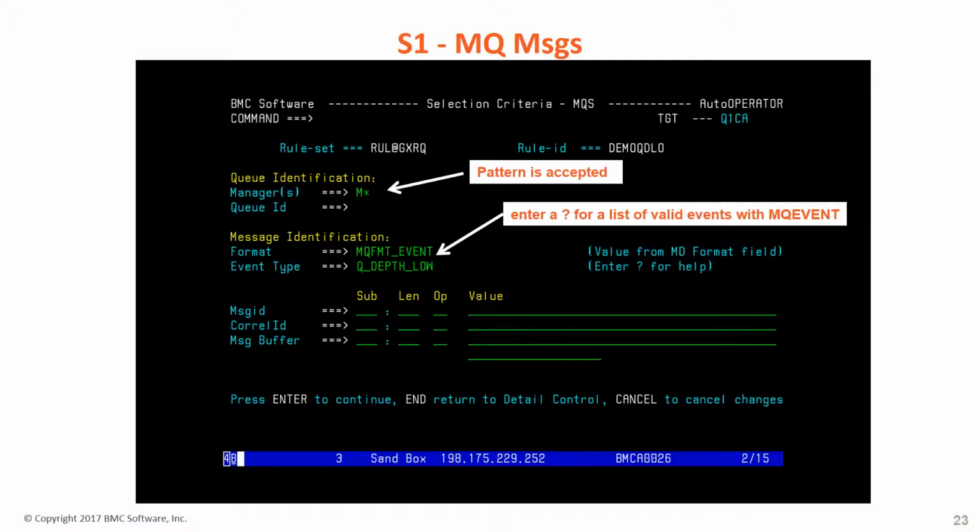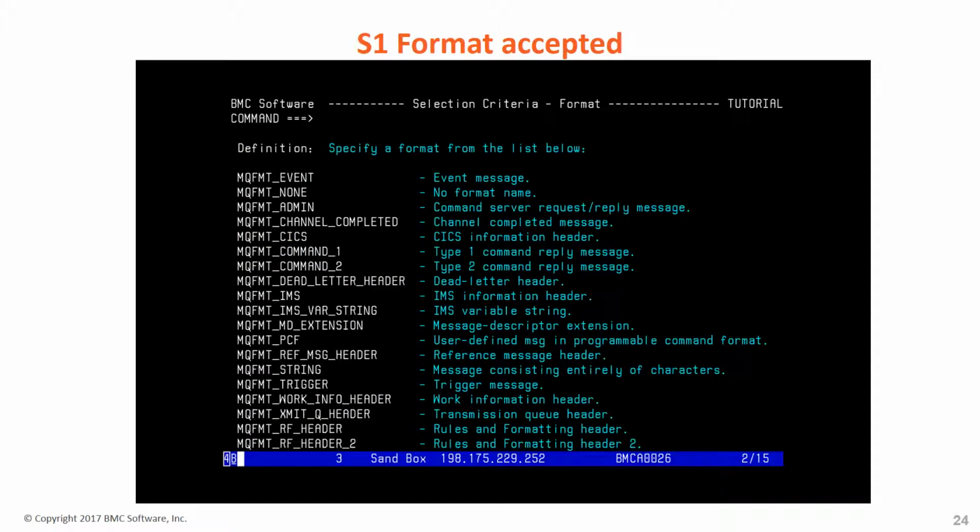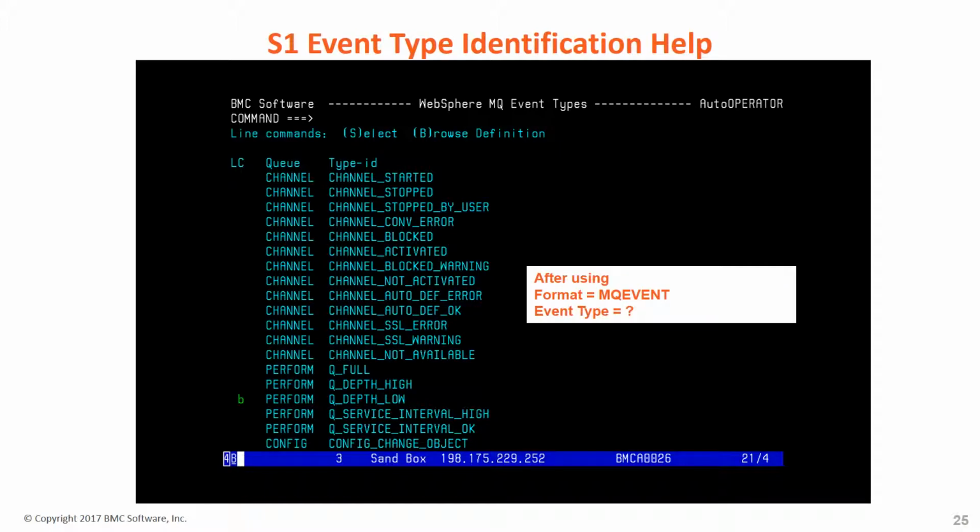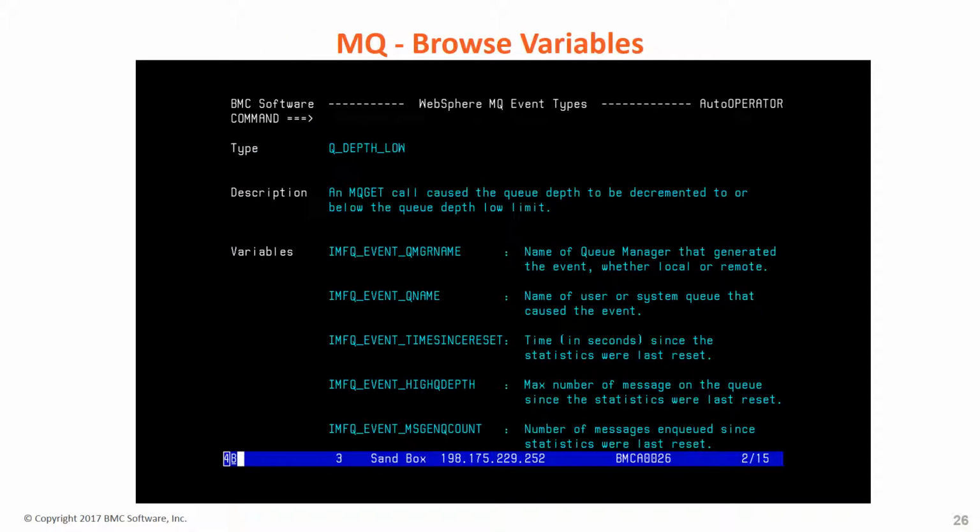Now, if we place question marks in some of these fields, we'll get some additional information which can be helpful. So here's an example of what we will see if we put a question mark in the format field. And here we list all of the supported formats for the events. And when we place a question mark in the event type field, we'll get a list of all the possible event types. If we browse on one of the types, then we'll get some additional information as well as the variables that are associated with that event.